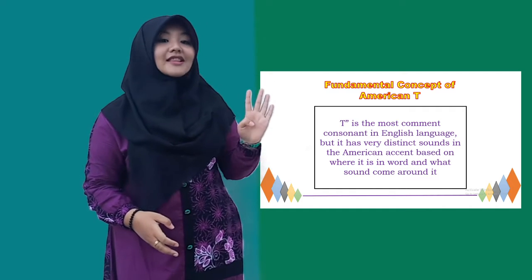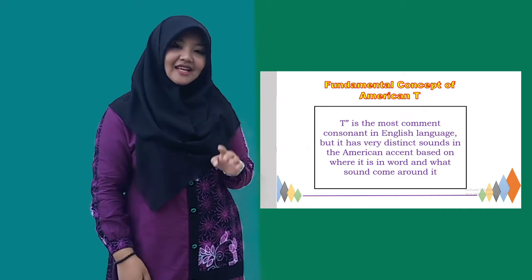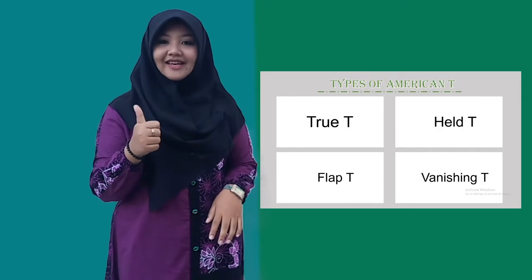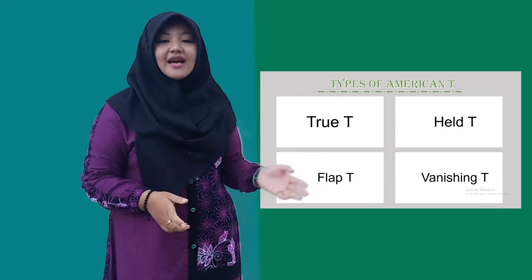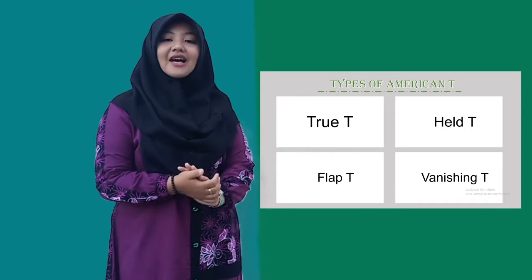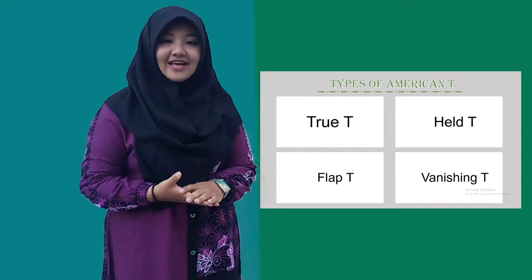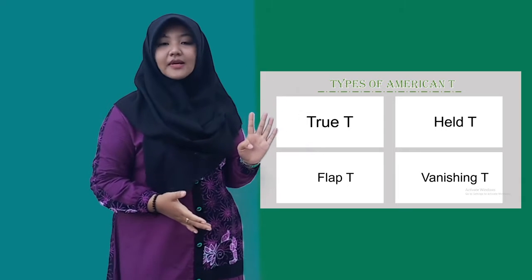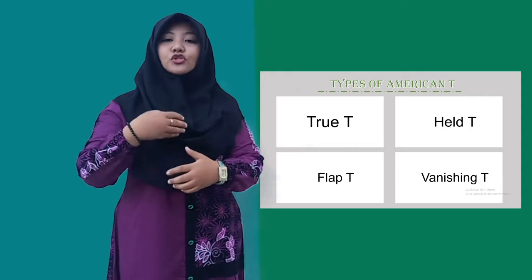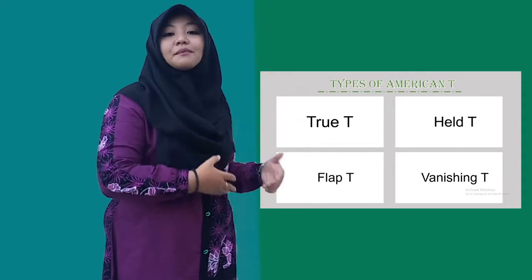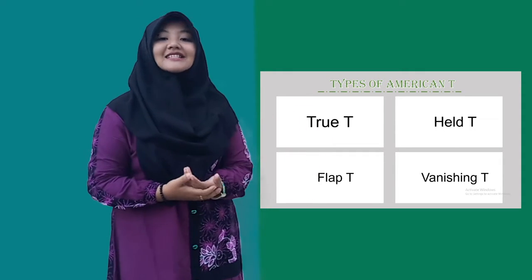Exactly, there are 4 different types of American T. The first one is the true T, and the next one is the flap T. And for the third, we have the held T. And for the fourth type of American T, we have the vanishing T. Next, we would like to discuss the American T types with you one by one.